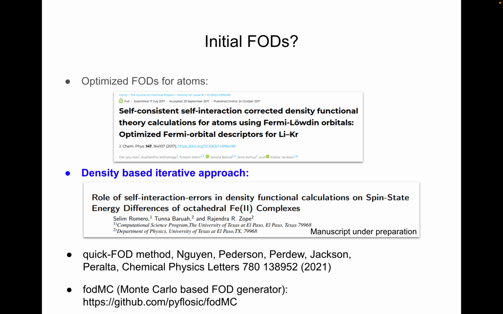One potential challenge for new users who will be using the FLOSIC code may be how to generate the initial FODs. So the first step is you should check out this article by Dayu Kao. They performed the FLOSIC calculation for the atoms ranging from lithium to krypton, and there in the supplementary material you can find the optimized FODs for those various atoms, and that gives you some idea about the FODs in atoms.